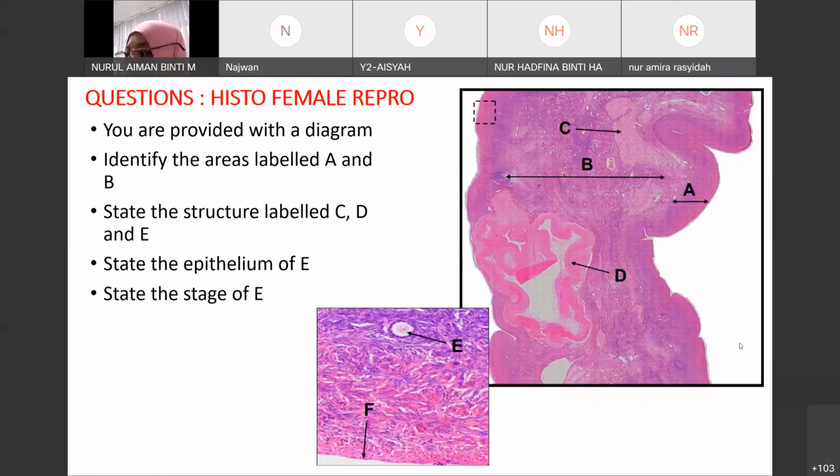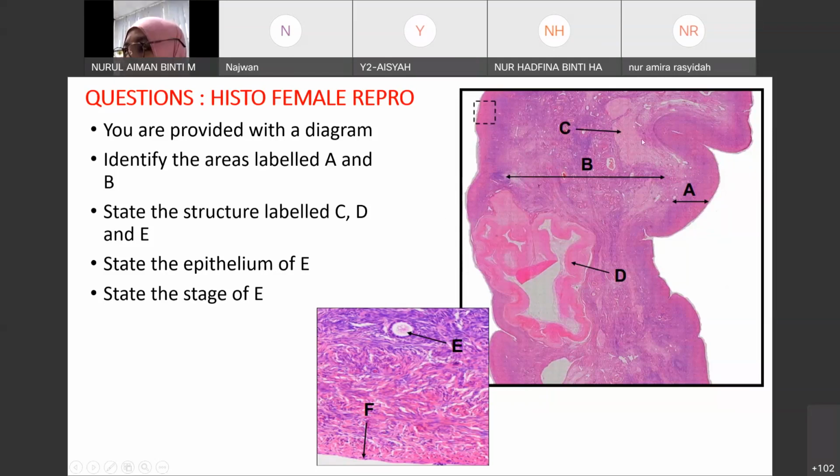What is this? Anyone? Ovarian cortical region. Okay, very good, cortical region. And this one? Ovarian medullary region. Okay, very good, Anas and Aisha, medullary region. Okay, so identify the areas labeled A and B, and state the structures labeled C, D, and E.